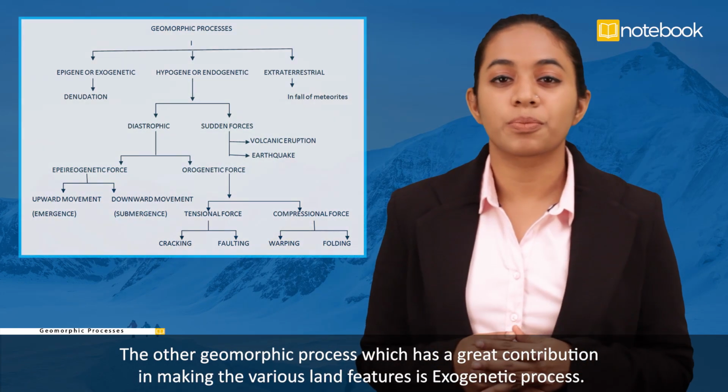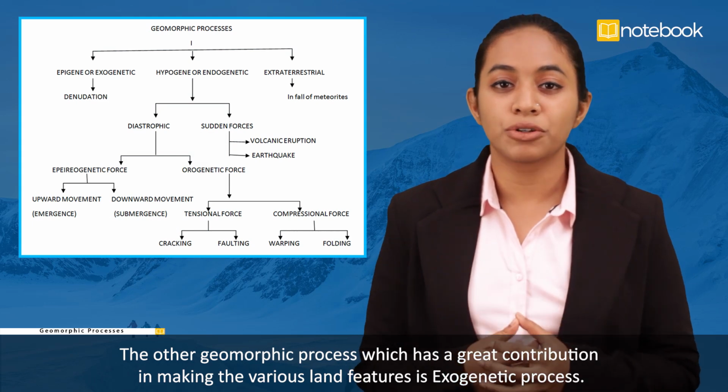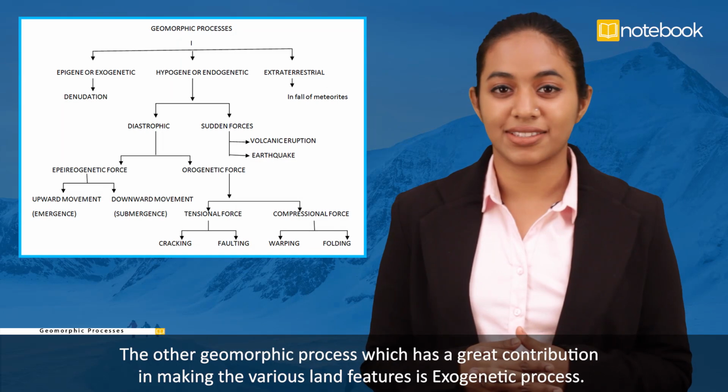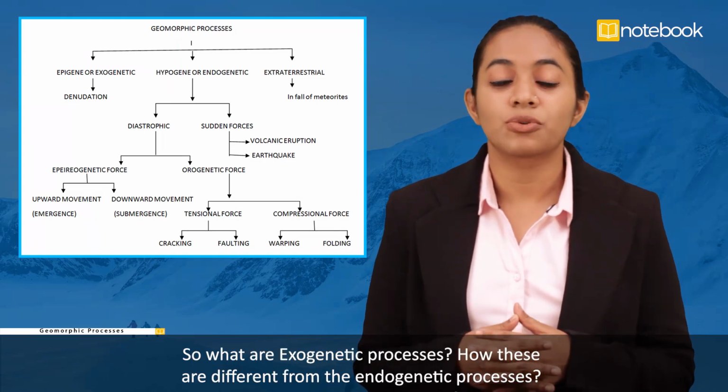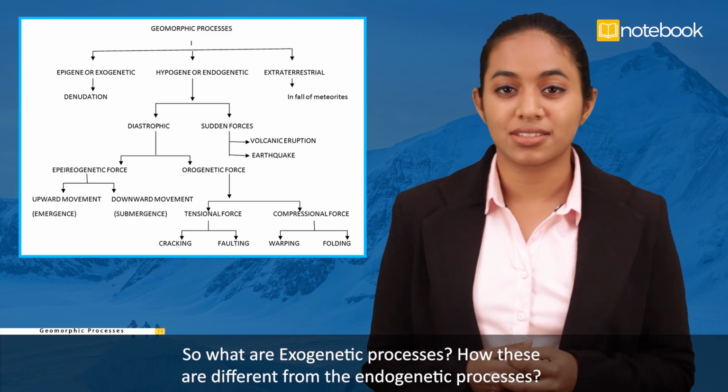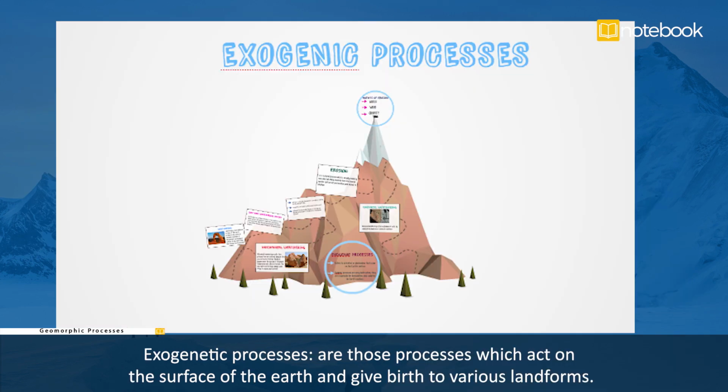The other geomorphic process, which has a great contribution in making the various land features, is the exogenetic process. So what are exogenetic processes? How are these different from the endogenetic processes? Exogenetic processes are those processes which act on the surface of the earth and give birth to various landforms.